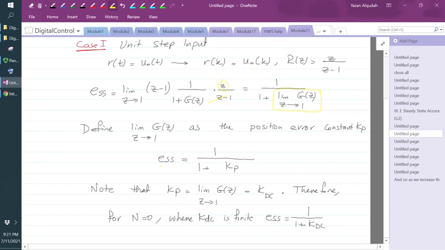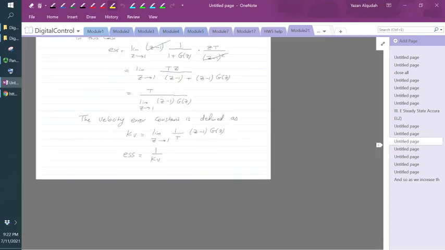Okay, so therefore for the case when n is equal to 0, where Kdc is finite, the steady state error is going to equal 1 over 1 plus Kdc. So if we calculate Kp, which is the limit as z goes to 1 of g of z, this comes out to equal Kdc. This is the dc constant because we're substituting z equal to 1. So if this is the value of the limit of g of z as z goes to 1, then the steady state error is going to equal 1 over 1 plus Kdc.